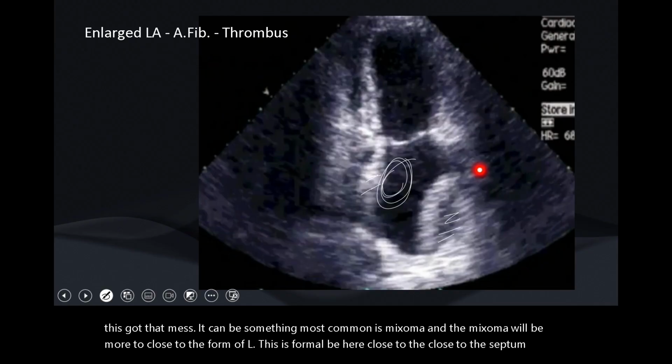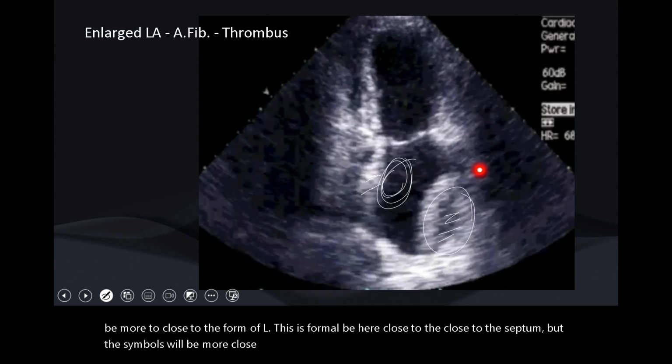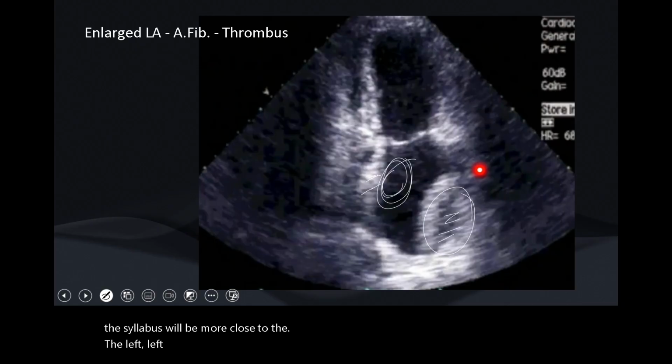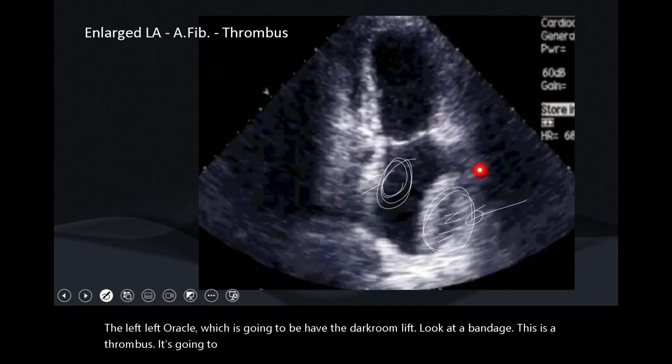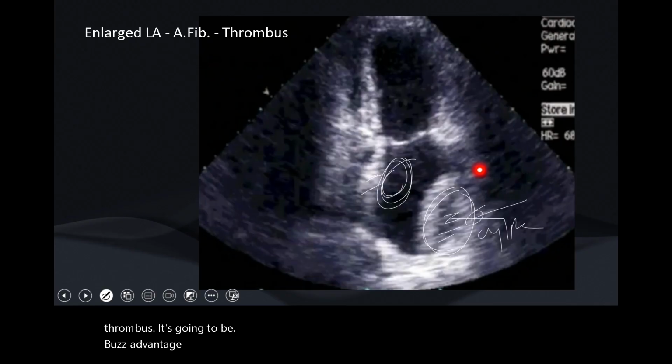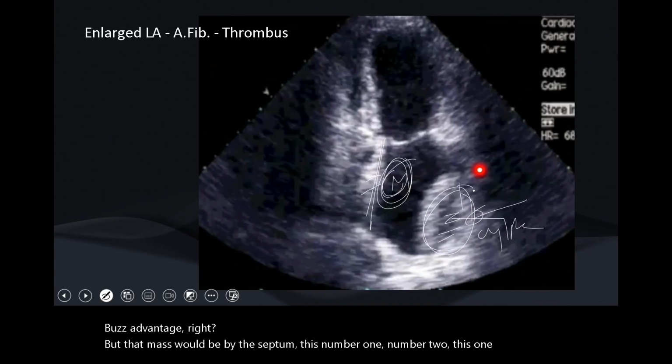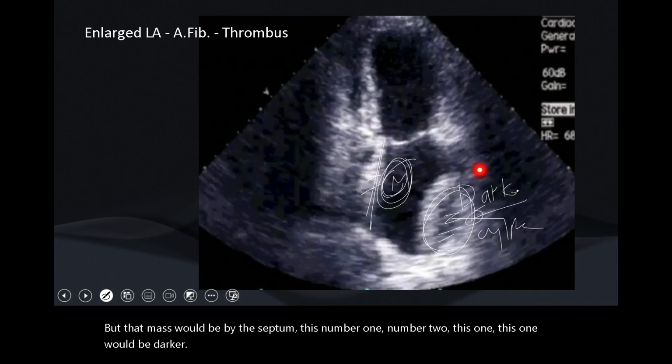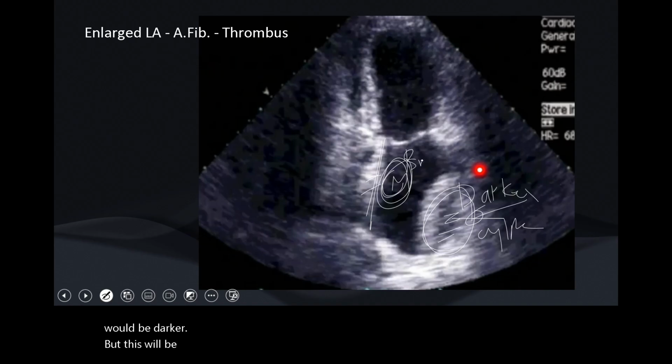But the thrombus will be closer to the left auricle, which has the dark room, the left auricular appendage. This is the thrombus. It's going to be by the appendage, right? But the mass will be by the septum. That's number one. Number two, this one will be darker, but this one will be brighter. Right? It will be more bright.